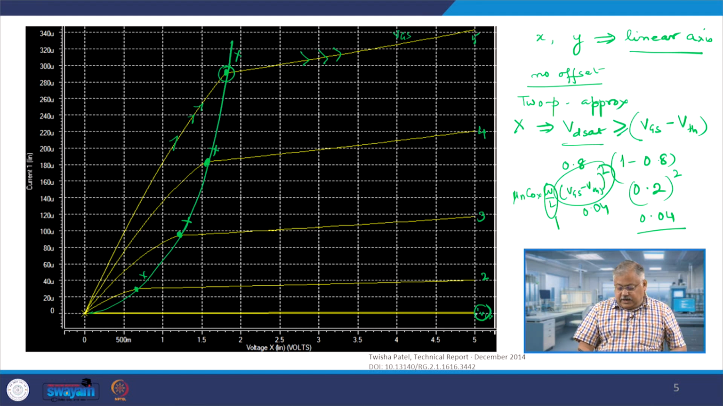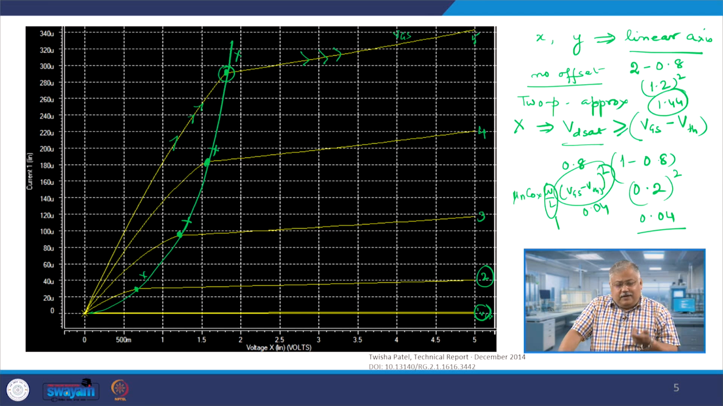When you make your VGS equals 2 volts, then you get a substantial amount of current, because 2 minus 0.8 is 1.2, and if you square it, I get 1.44, and that adds value to the total current. However, one interesting observation of the level 1 model itself is that as you move to the top, the slope of the curve in the saturation region increases. Here the slope is almost 0, but here you have a substantial amount of slope available. So, this is the characteristic of a level 1 MOS model which is in front of you.